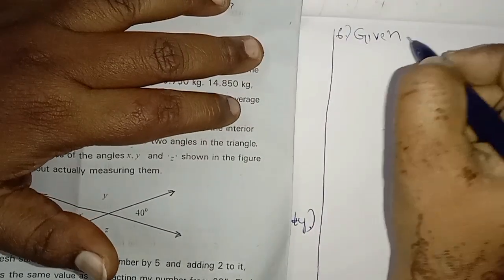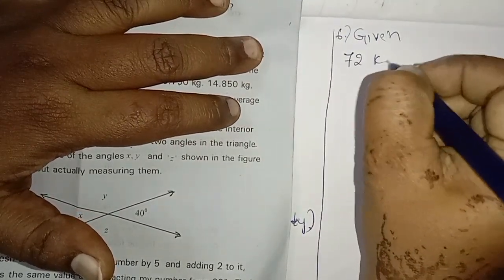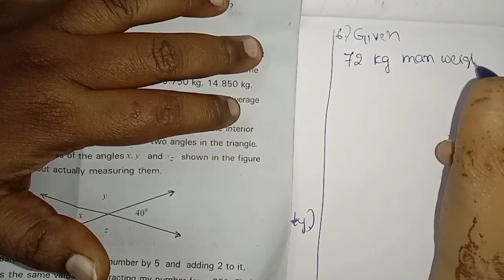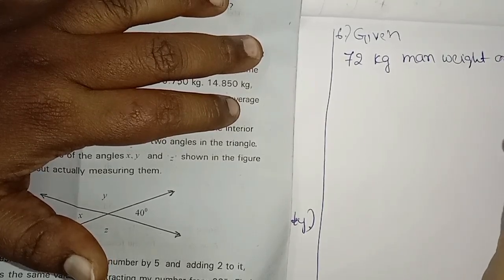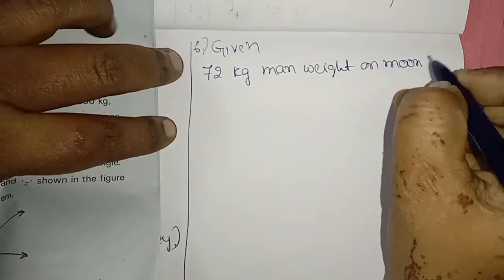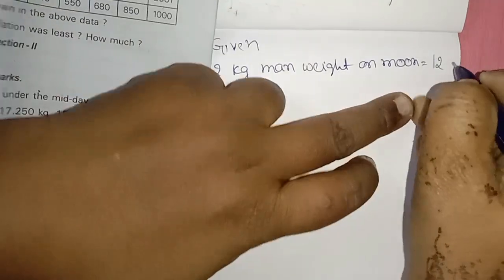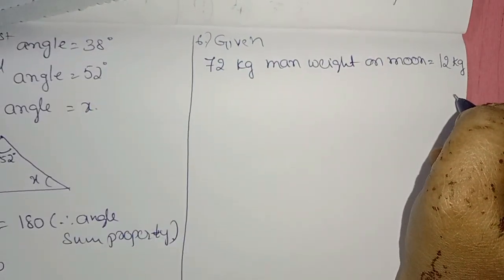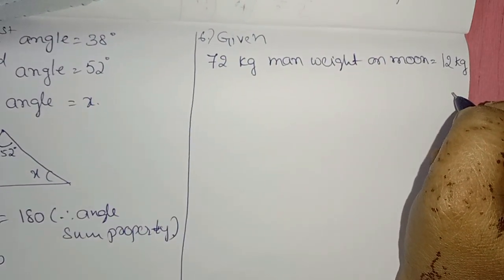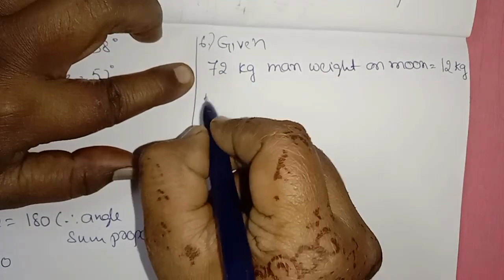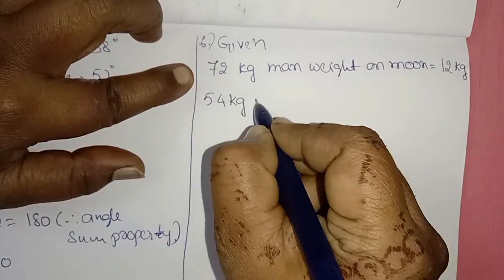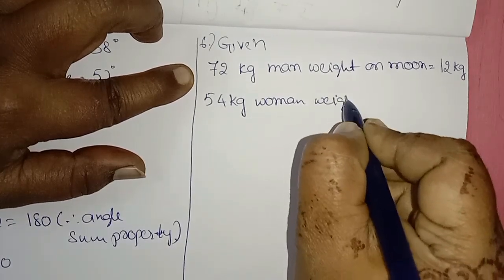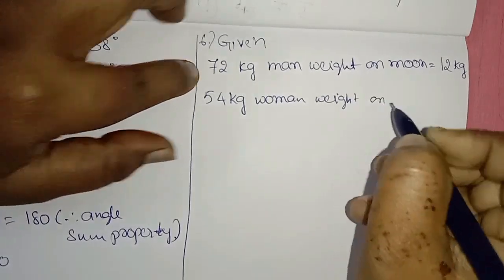72 kgs, I am writing 72 kg man weight on moon. How much are you getting here? 12 kg. Okay, next. So, as it is 54 kg woman weight on moon.